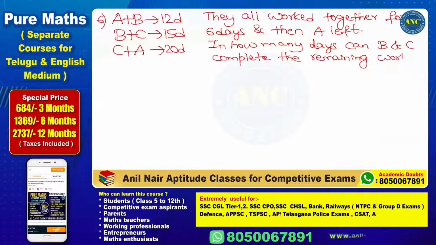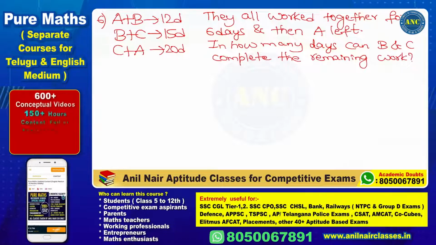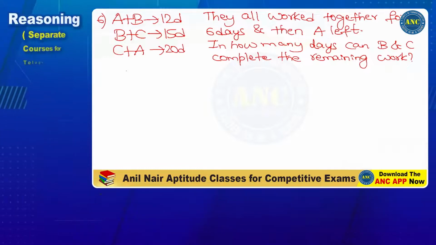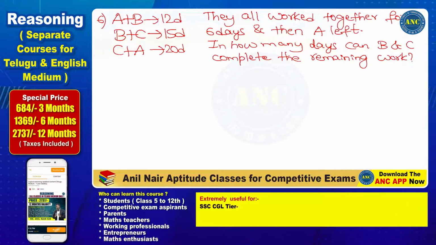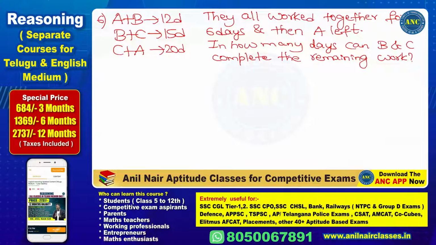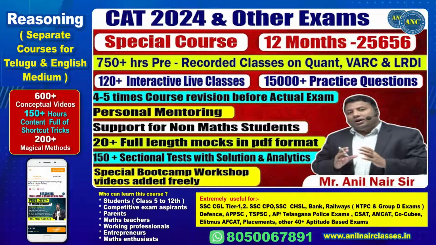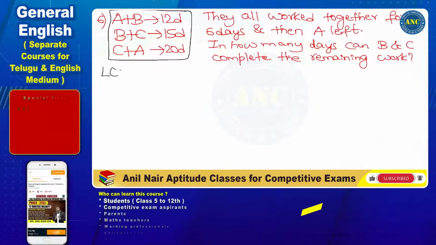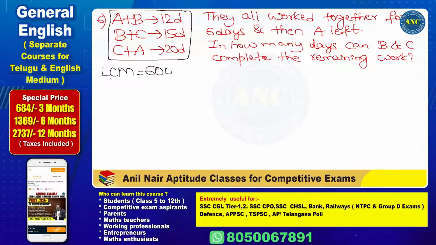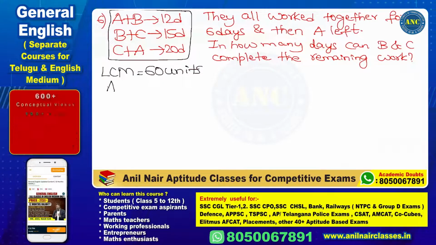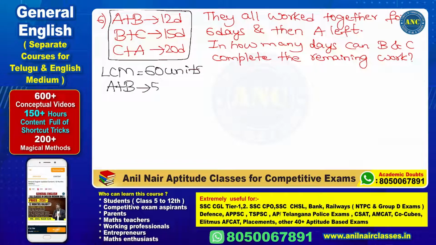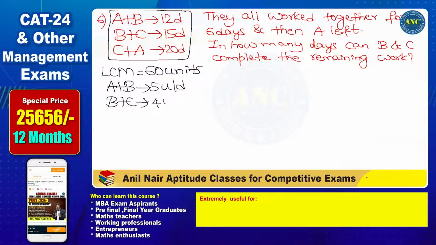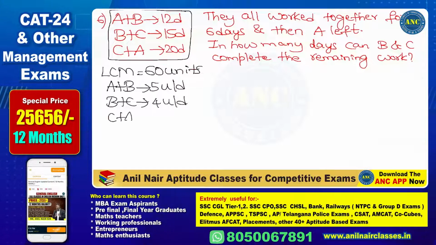We will solve some very difficult questions in this variety in our upcoming classes. They all worked together for 6 days and then A left. In how many days can B and C complete the remaining work? First of all, this data is absolutely the same as the 4th question. So the LCM of 12, 15 and 20 is 60 chocolates. A plus B is 60 by 12, 5. B plus C is 60 by 15, 4. C plus A is 60 by 20, 3.